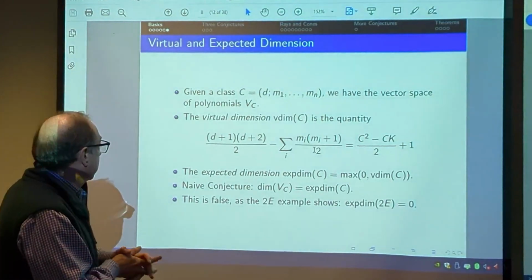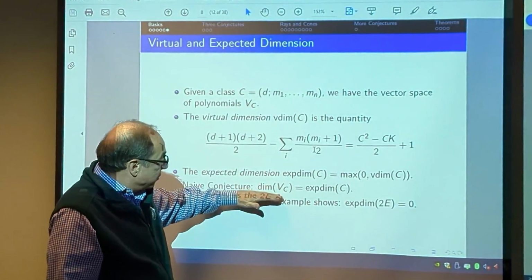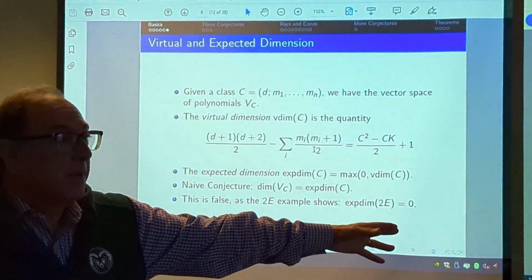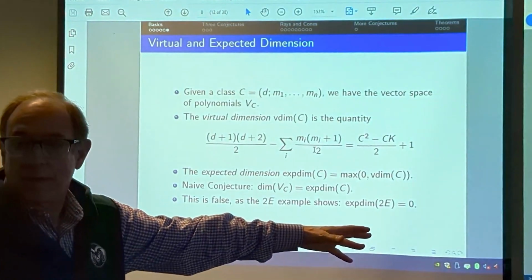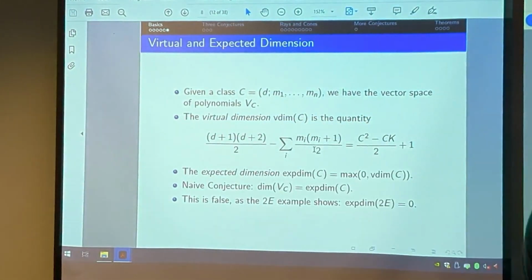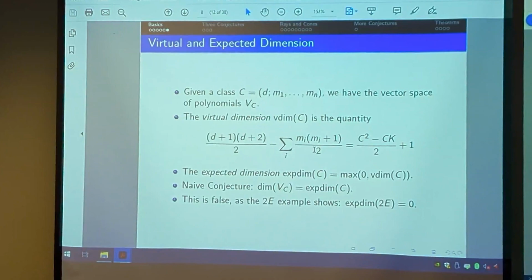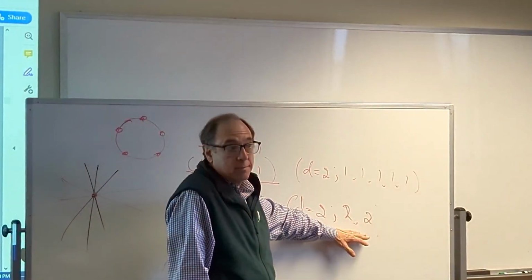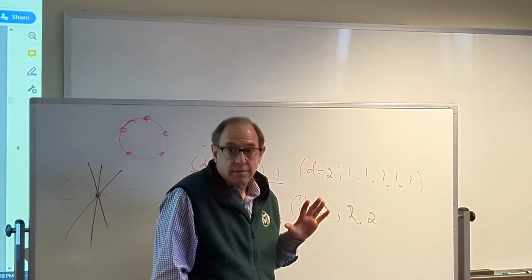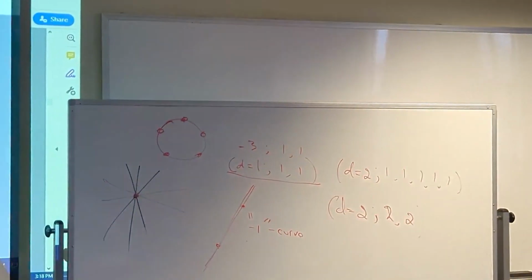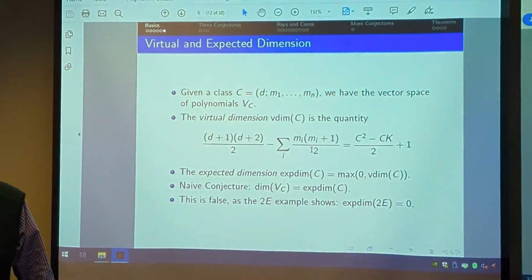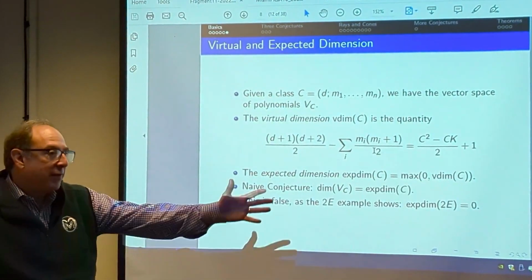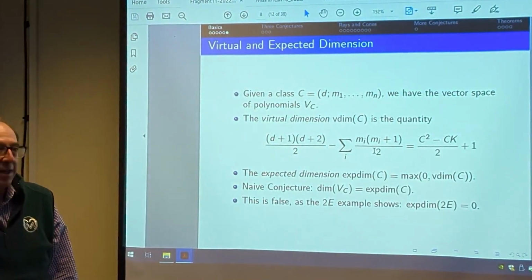And the naive conjecture would be that the actual dimension is the expected dimension. And that's false, as the double of the -1 curve illustrates. The actual dimension of this is 1, namely all the multiples of the double line. But the expected dimension is 0. Too bad. So the naive conjecture, I won't even call that one of the 3 conjectures. It's almost immediately false with just a line and a point.